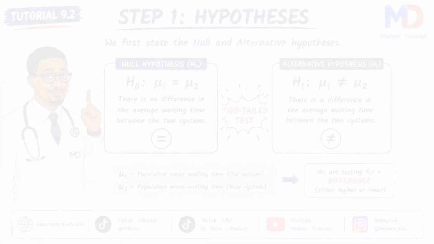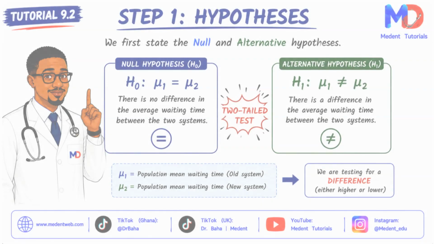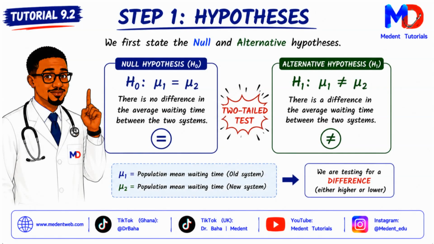Step 1, the hypothesis. The null hypothesis states that the two population means are equal, meaning there is no difference between the old and the new systems. The alternative hypothesis states that the means are different. So this is a two-tailed test.